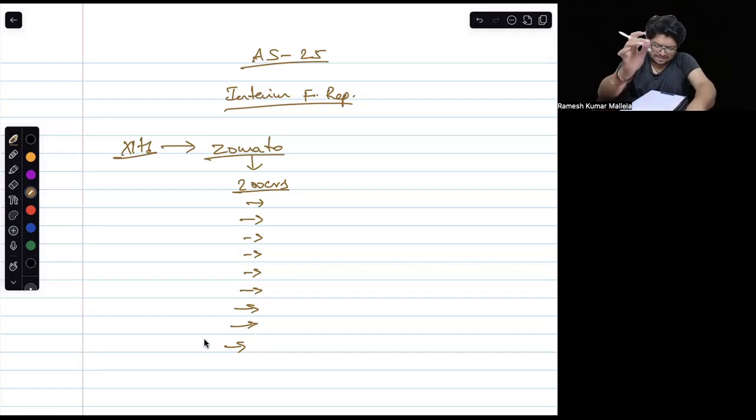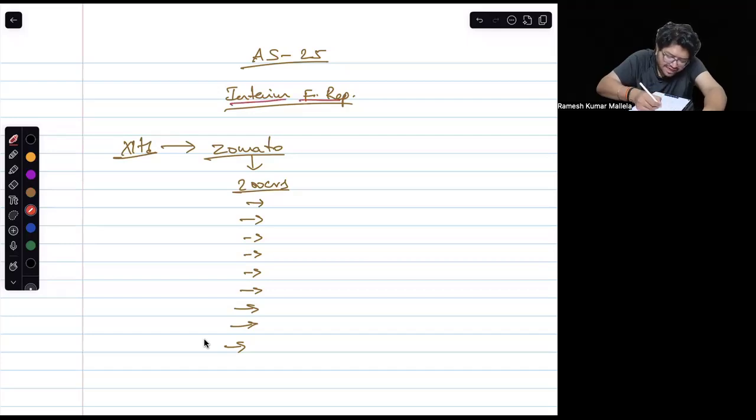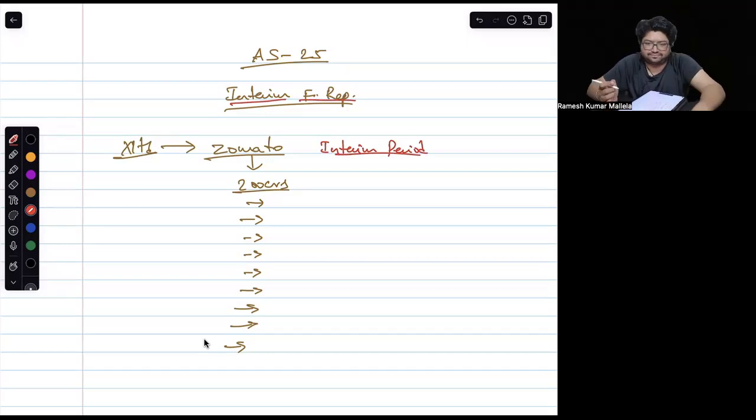Now, the language used here is interim financial reporting. First of all, you need to understand what is an interim period. Interim period is a period which is less than a full financial year. Any period less than a full financial year is considered as an interim period.